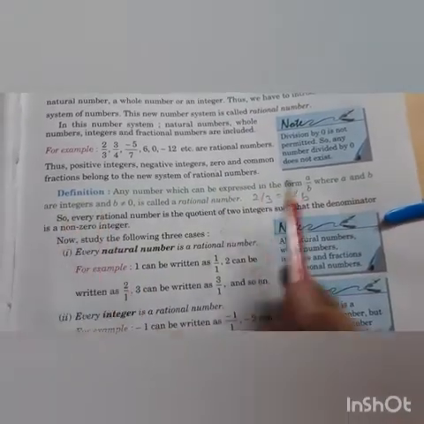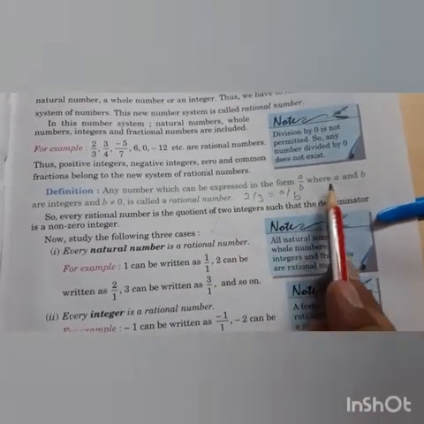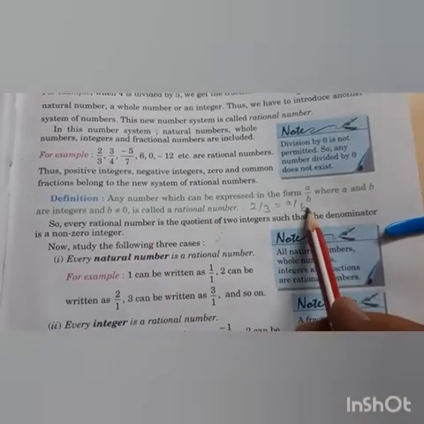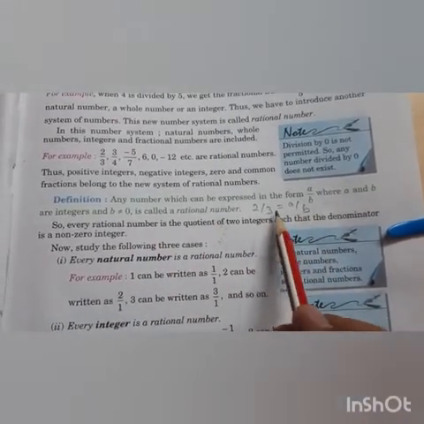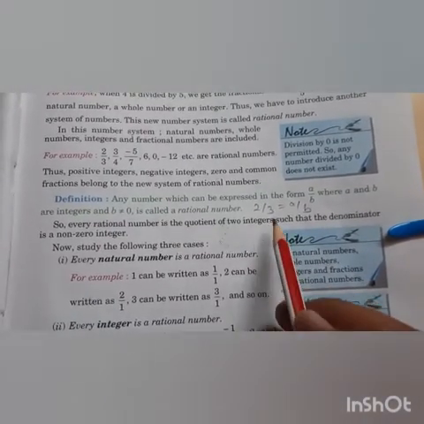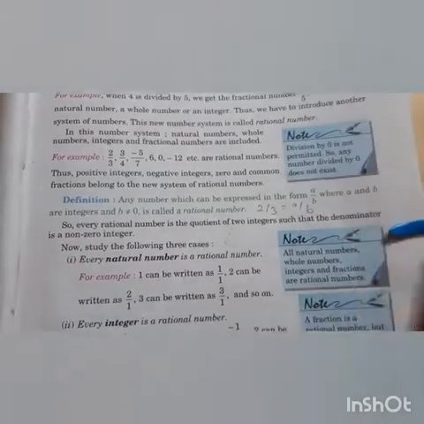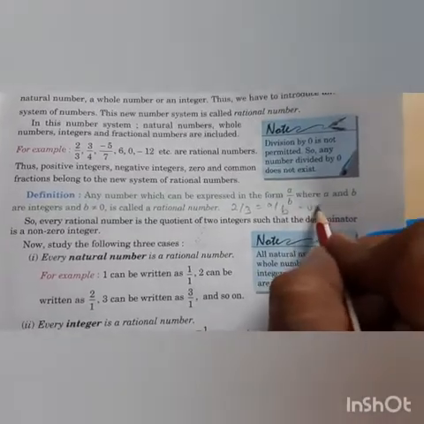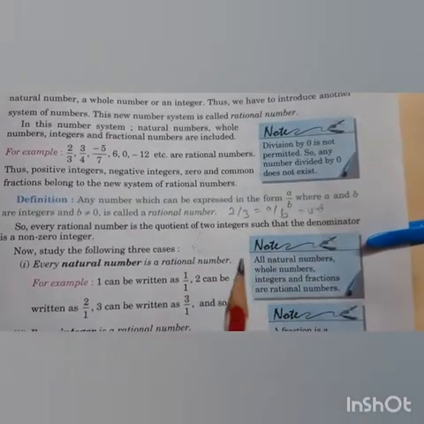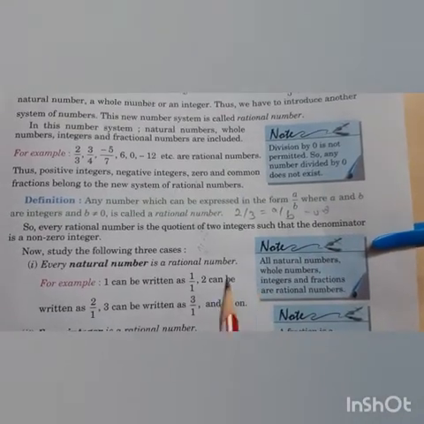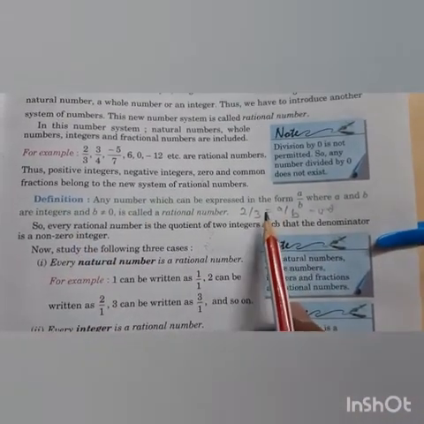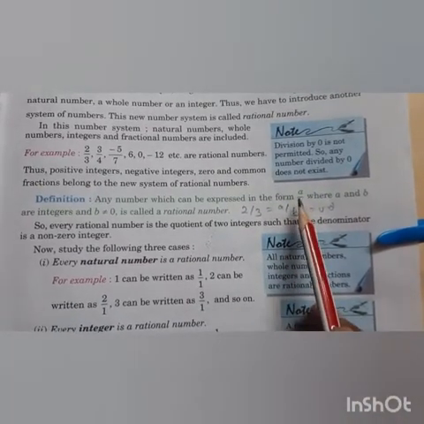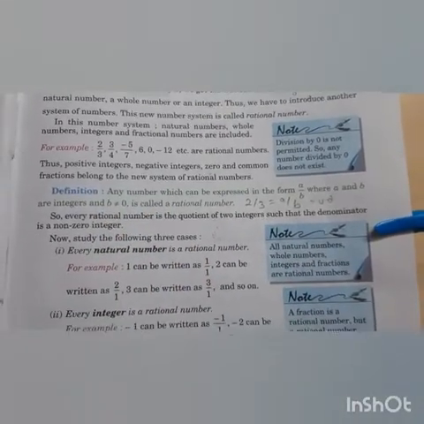Now consider this 2 upon 3 as A upon B. It's saying any number which can be expressed in the form of A upon B, where A and B are integers and B is not equal to 0, is called a rational number. That means the condition is that B should not be equal to 0. B means your denominator. Yes, it's very natural. If the denominator is 0, anything divided by 0 will be undefined. That means the denominator should never have the value 0, or else it won't be a rational number. That's why the first condition for a rational number is that it should be expressed in the form of P upon Q, or A upon B, and the denominator should not be equal to 0.